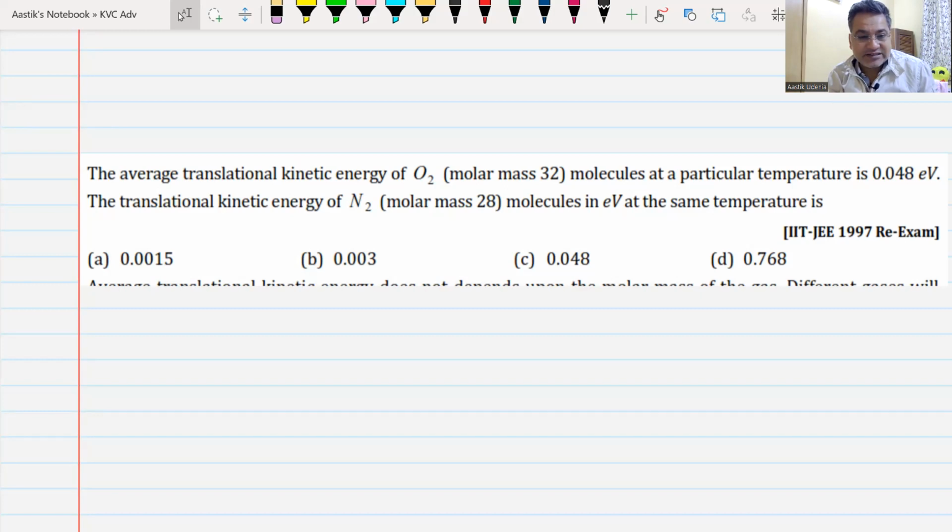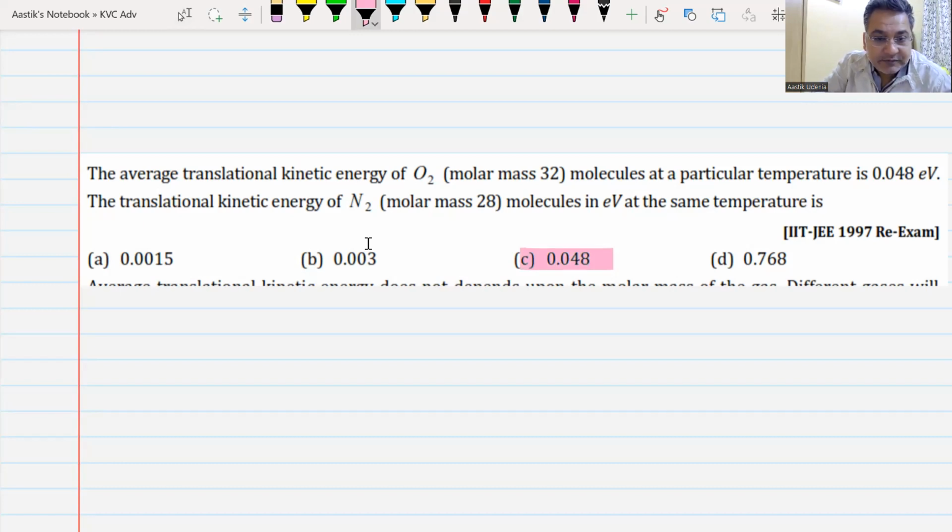The average translational kinetic energy of O2 molecules at a particular temperature is 0.048 electron volt. The average translational kinetic energy of N2 molecules at the same temperature is, and the answer is... Option C, sir. So now we have understood the concept.